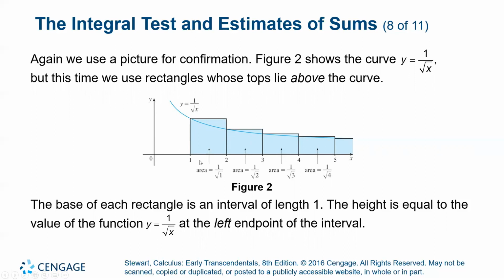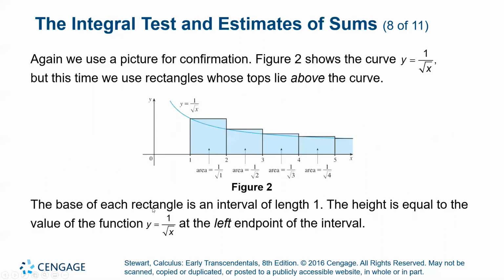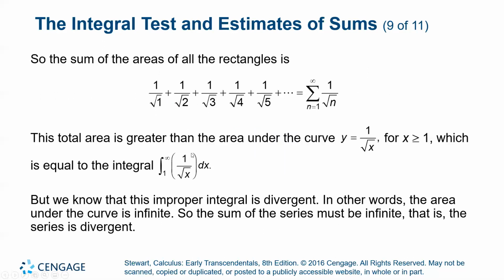Well, we want to find something that's too big, because our suspicion is that it's divergent, not convergent. So here, again, we have rectangles where the base of each rectangle is 1 and the height of each rectangle is the value of that function at the left endpoint of the interval. So the sum of all the rectangles would be the sum of 1 over square root of n from 1 to infinity. And this total area should be greater than the area under the curve. As you can see in the picture, all these rectangles would be an overestimate for the true area under the curve from 1 to infinity.